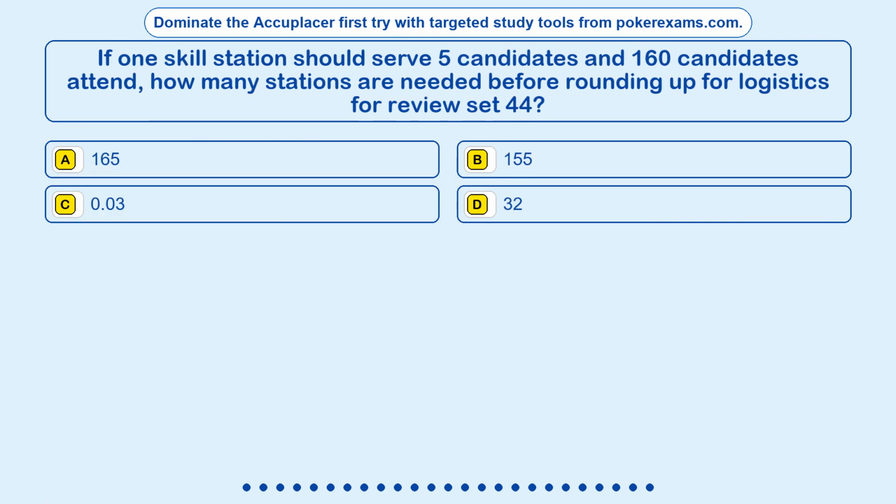Question 5. If one skill station should serve 5 candidates and 160 candidates attend, how many stations are needed before rounding up for logistics for review set 44? Option A, 165. Option B, 155. Option C, 0.03. Option D, 32.